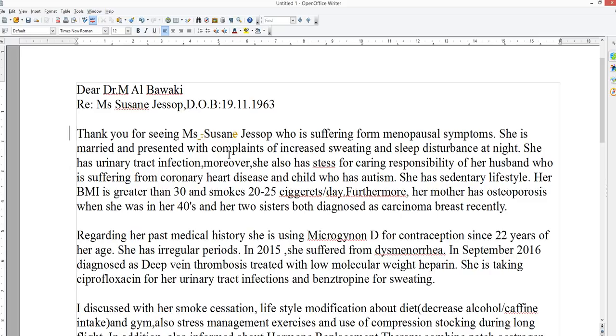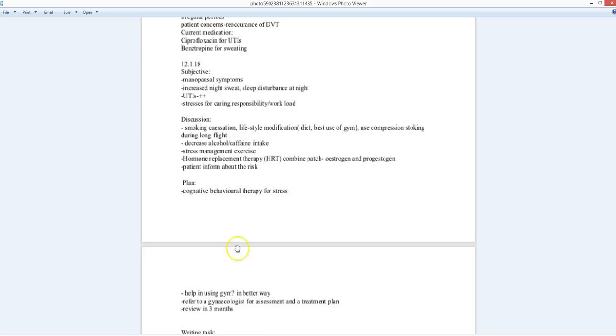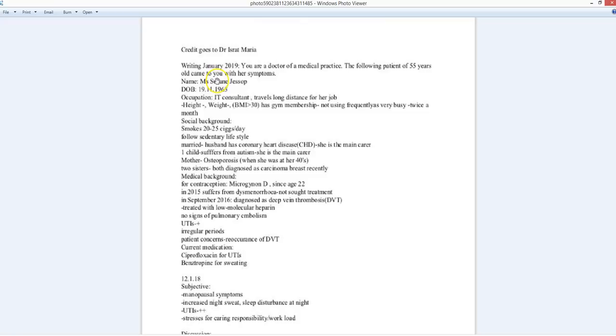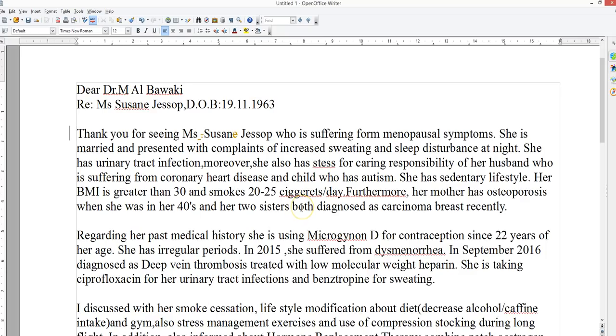Susan, well, I hope that's just a typo. So, thank you for seeing Miss Susan Jessop, who is suffering. Now, I'm curious, it says Miss, but she is married. Well, it shouldn't be Miss then, should it? It should be a Mrs., but that's what it says in the case notes. But this is one of the dangers of using recalls, because it's based on somebody else's memory, which may or may not be entirely accurate.